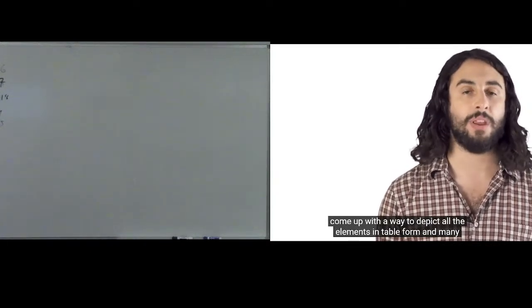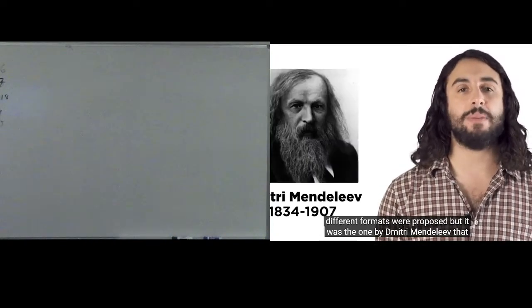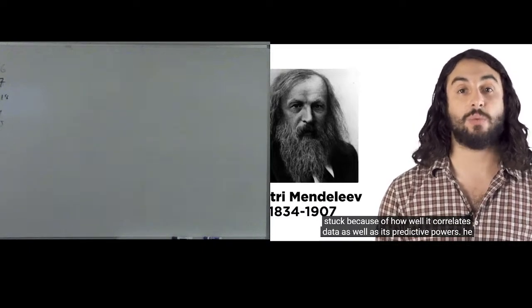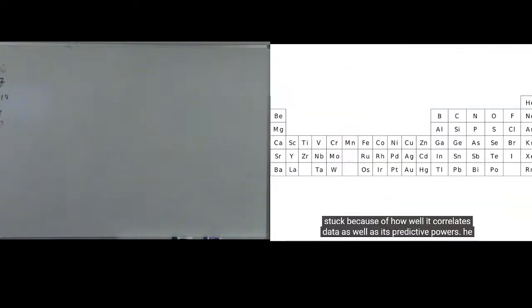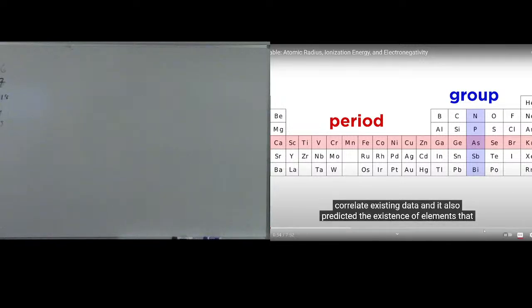elements in table form, and many different formats were proposed. But it was the one by Dmitri Mendeleev that stuck, because of how well it correlates data, as well as its predictive powers. He arranged the elements into rows called periods, and columns called groups. Elements that had similar behavior were put in groups together, which helped to correlate existing data.